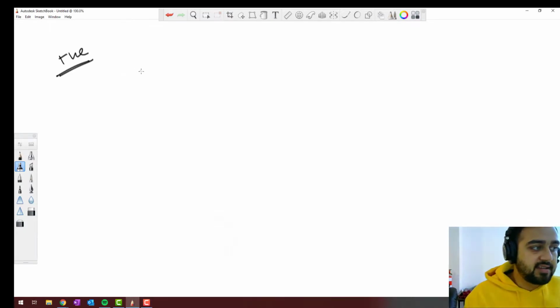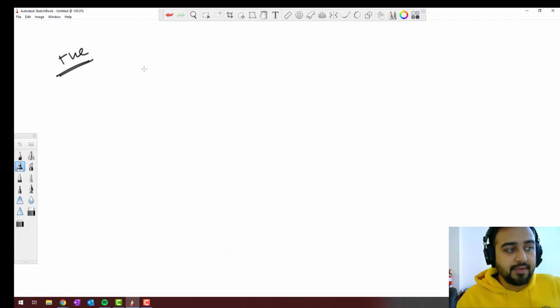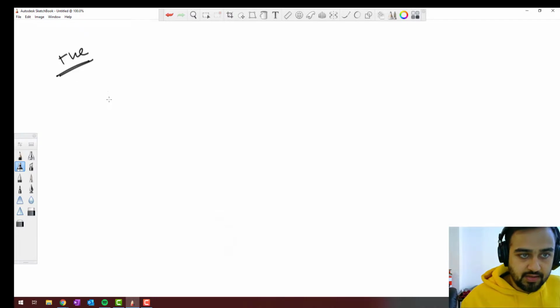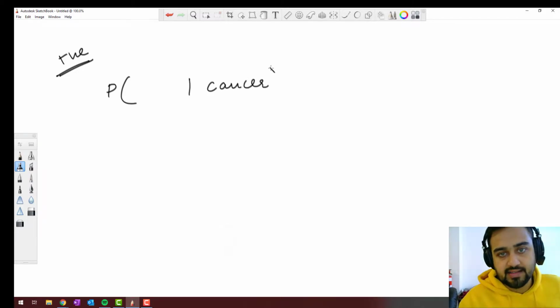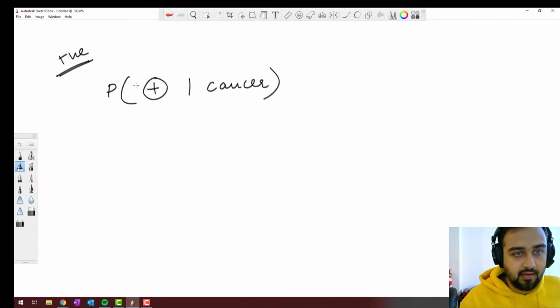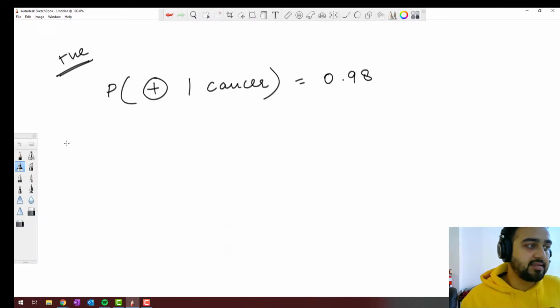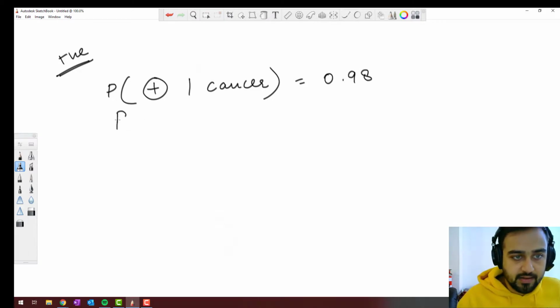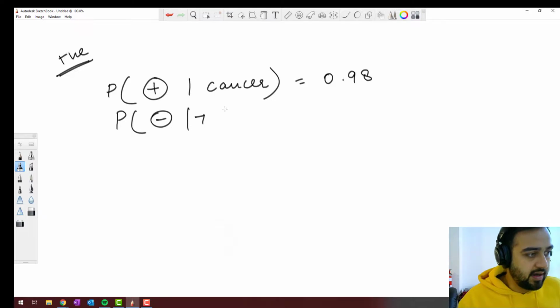The test returns a correct positive result in only 98% of the cases in which the disease is actually present. So if I want to write this down, I would write disease present as cancer, and it gives out a positive result 98% of the times, so 0.98. And a correct negative result in 97% of the cases in which the disease is not present. So disease is not present and negative.